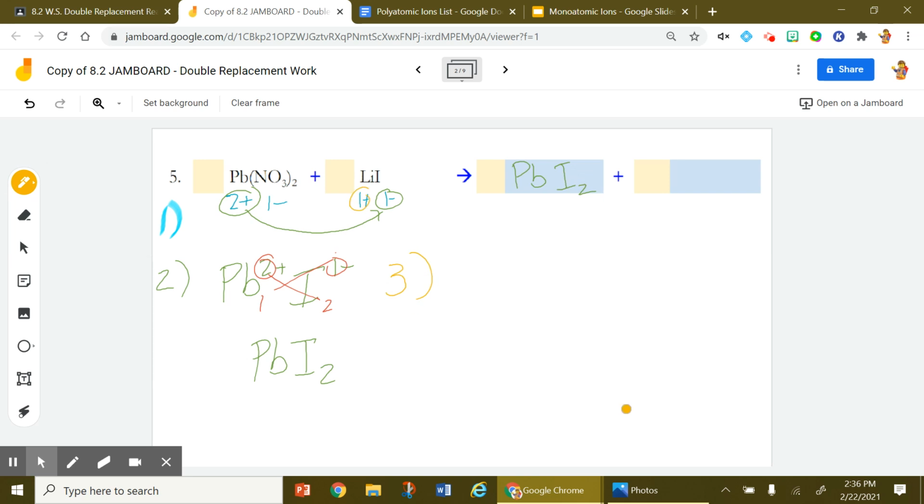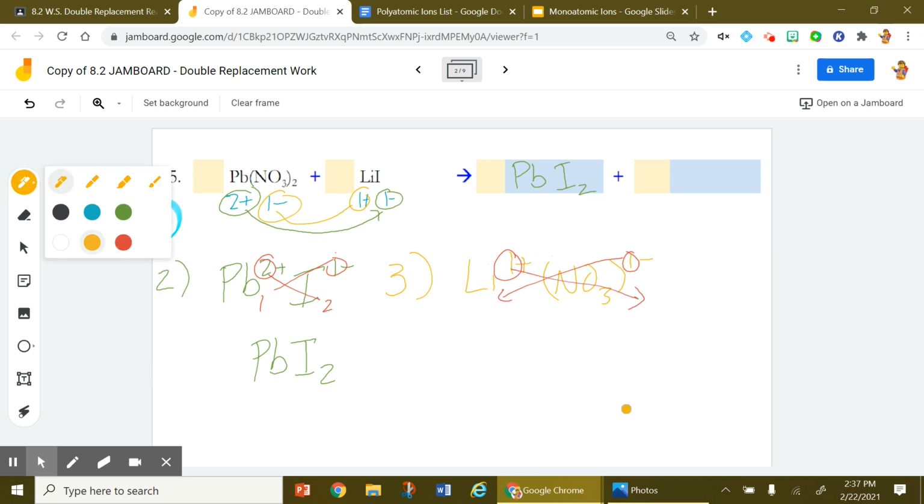And we have lithium, which is 1 plus, and nitrate, which is 1 minus. Now, you don't really need to crisscross here because it's a +1 and a -1. Their charges are going to cancel each other out. But just so we know here, we're going to have 1 lithium and 1 nitrate. The formula is LiNO3, 1 of each. Keep in mind, NO3 is just a single nitrate.